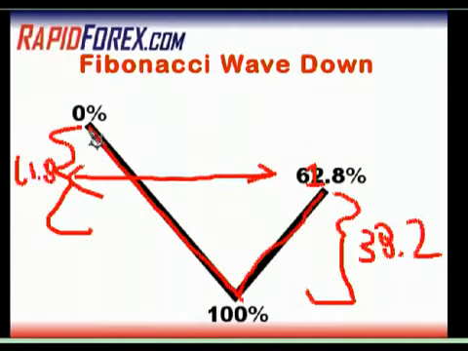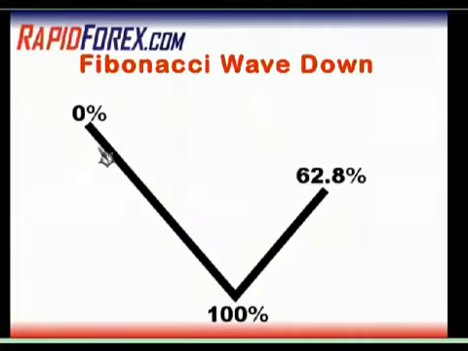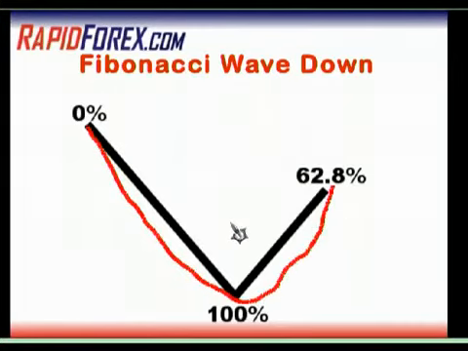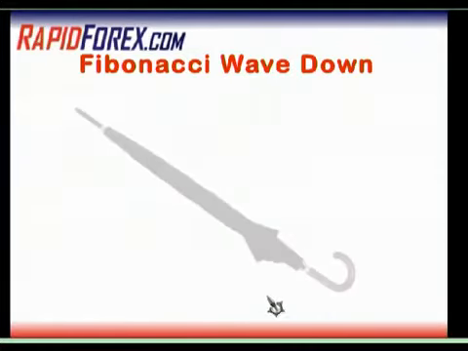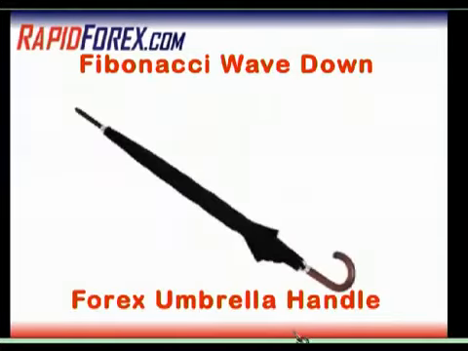But the thing to keep in mind is we come down 100% and then we move up almost 40%. So it's like 3 steps forward, 1 step back, something like that. And the Fibonacci waves down on the charts are actually more rounded than straight, even though it's a nice picture to draw it straight. So when we're looking for them, they're going to look like umbrella handles. So I call that a Forex umbrella handle.